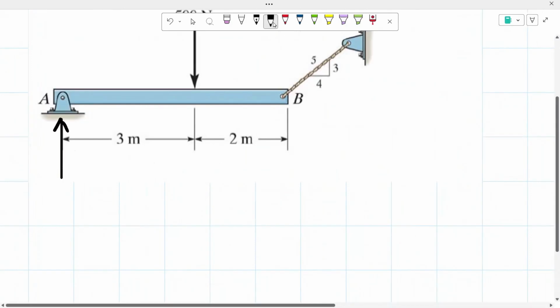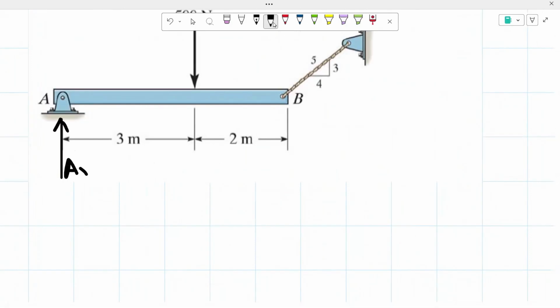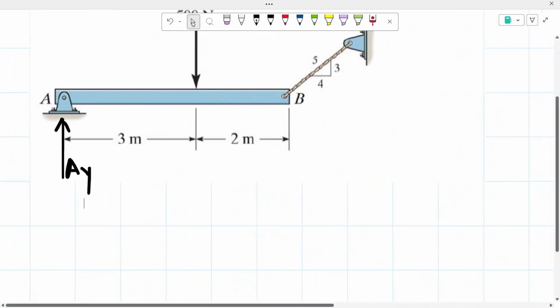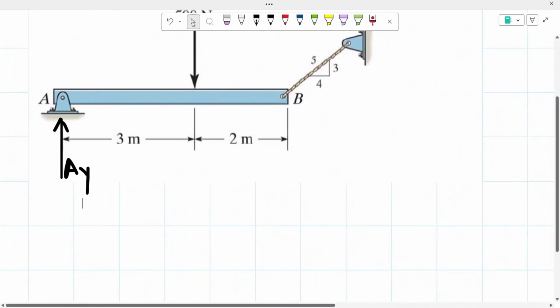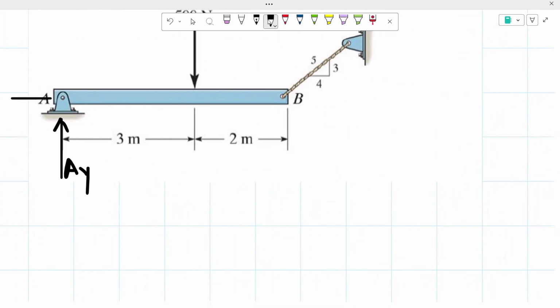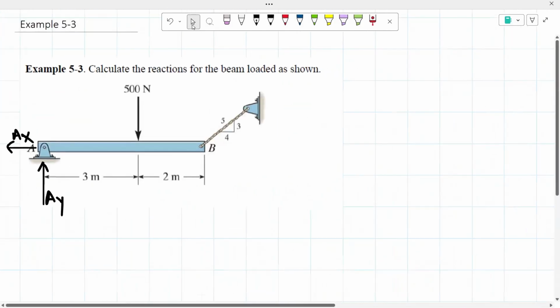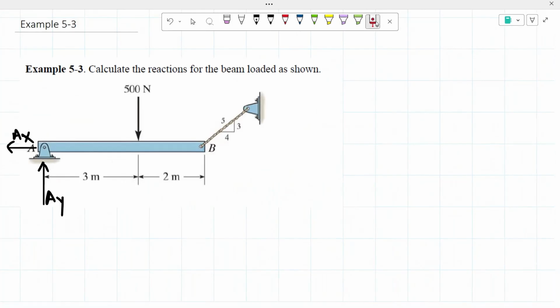I'm going to assume upwards, and then we're going to also have an X reaction. I'm going to assume acting to the left. From there, we have our 500 newtons acting downwards 3 meters away from point A. And then we have a rope right here.